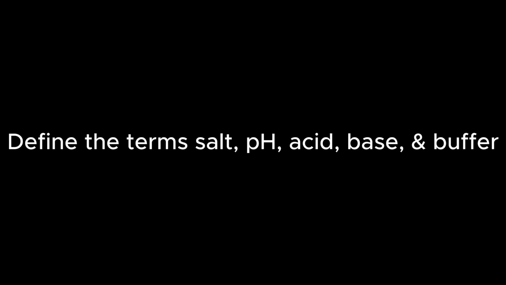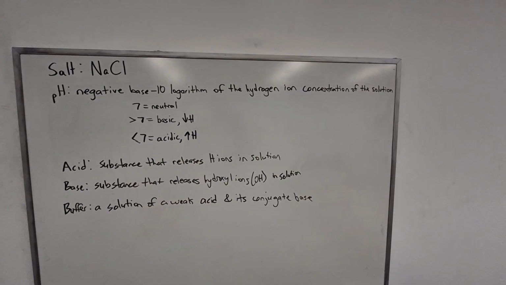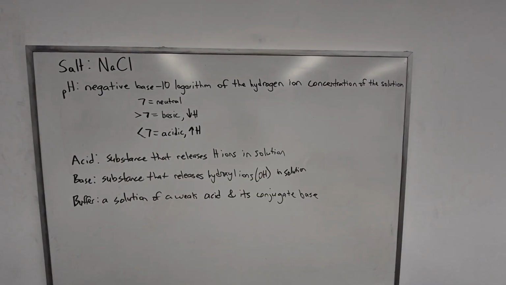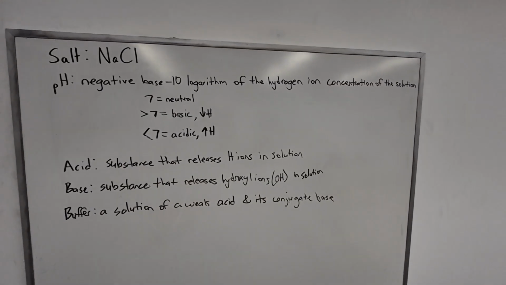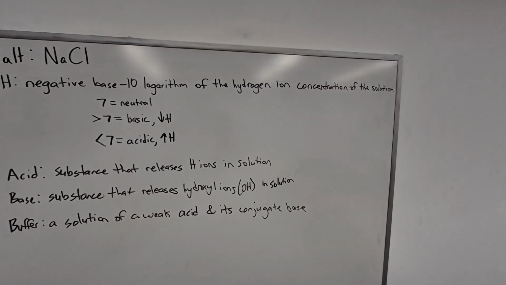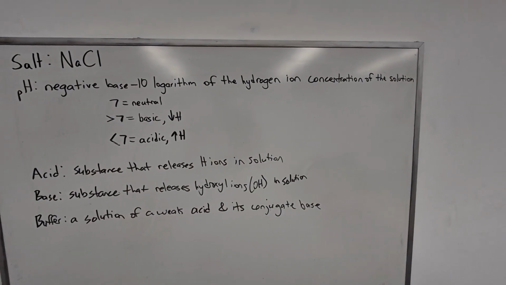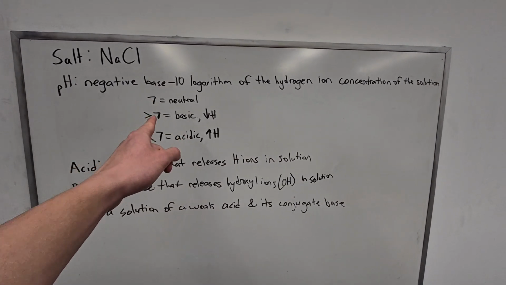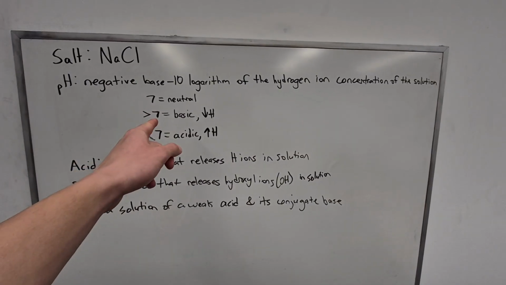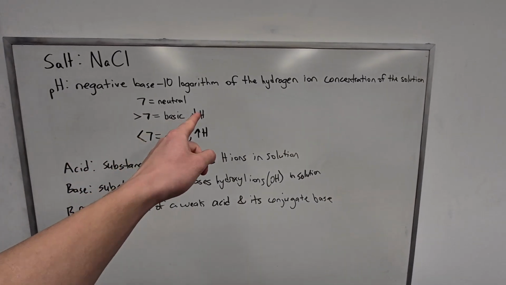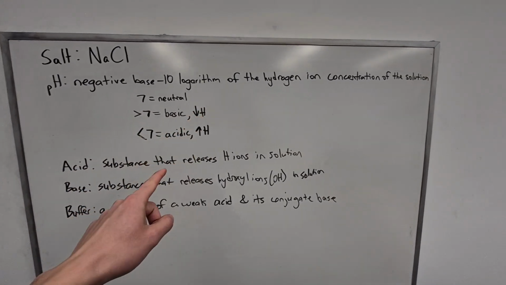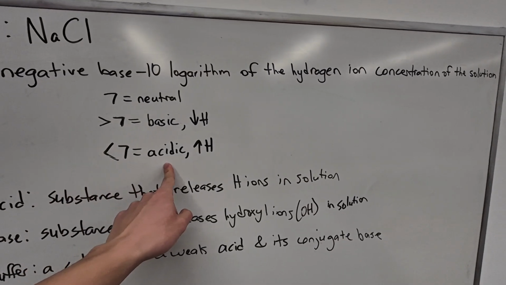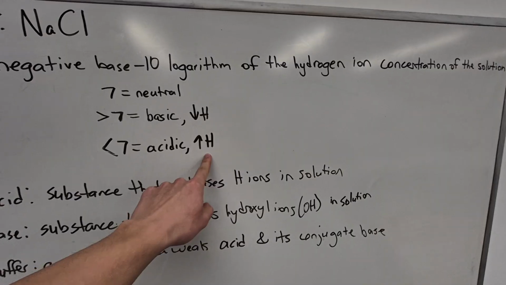Define the terms salt, pH, acid, base, and buffer. So salt is just NaCl. The definition of pH is the negative base 10 logarithm of the hydrogen ion concentration of the solution. So a pH of 7 is considered neutral. A pH greater than 7 is considered basic, and that means there's a low amount of hydrogen. But if it's less than 7, it's considered acidic, where there's a high amount of hydrogen present.